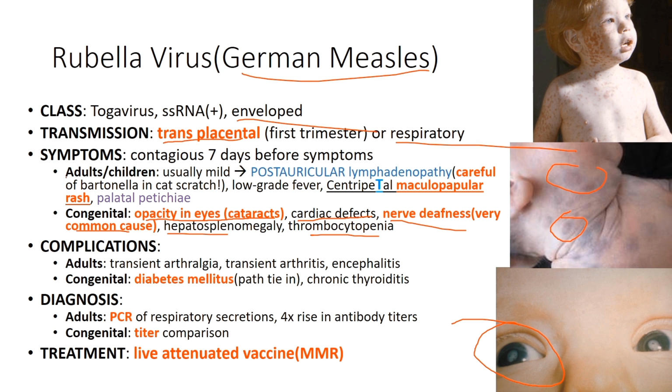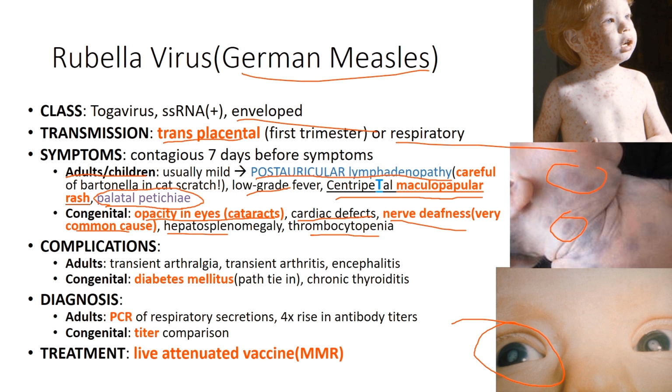So symptoms for this, it usually occurs more often in adults. It has post-auricular lymphadenopathy. Remember I mentioned that when we were talking about cat scratch disease or Bartonella. And this is low-grade fever, and then the actual maculopapular rash, which is centripetal, so it goes towards the trunk, similar to measles and smallpox. And this also has palatal petechiae. This is a nice thing that you can look for to help you in the stem.